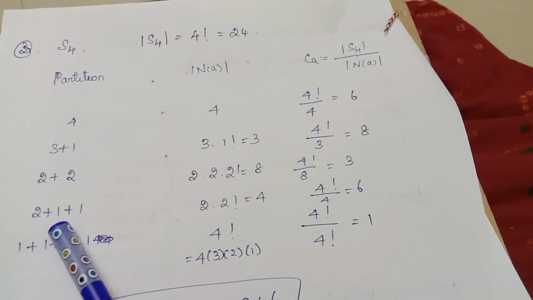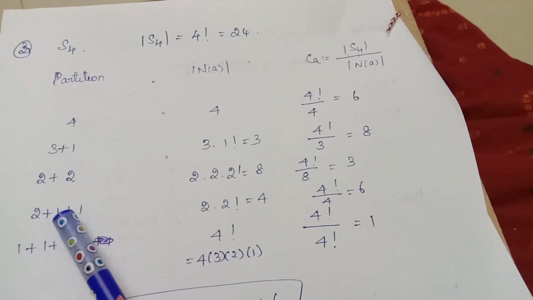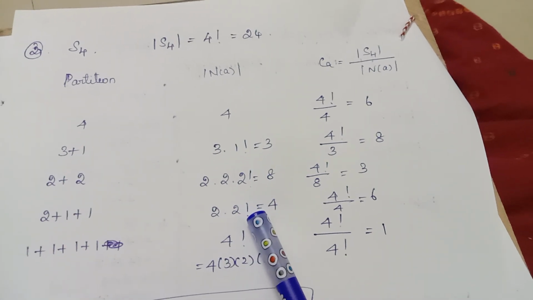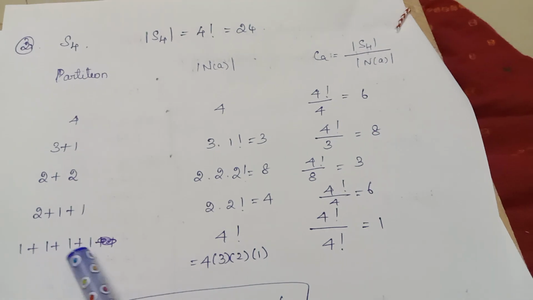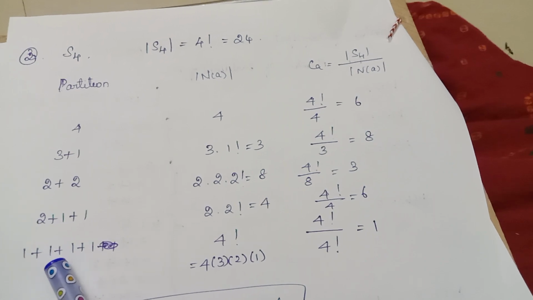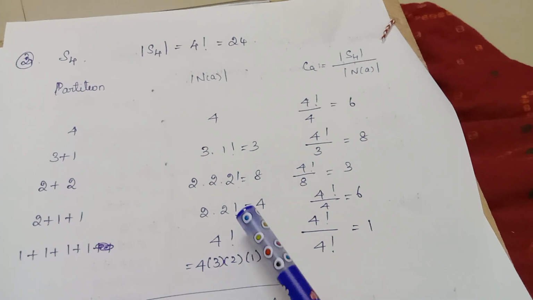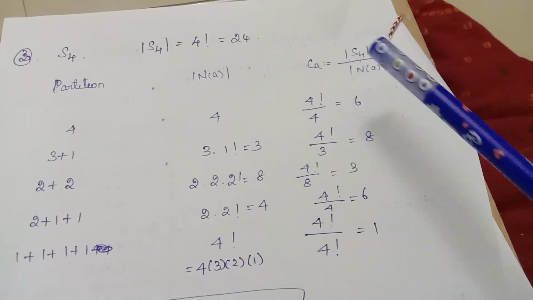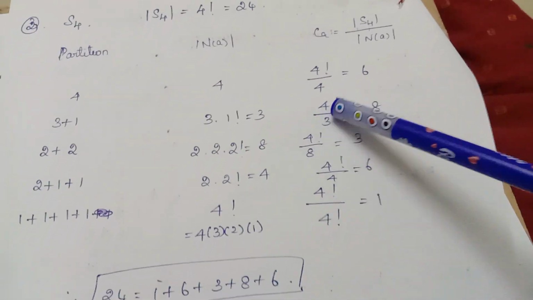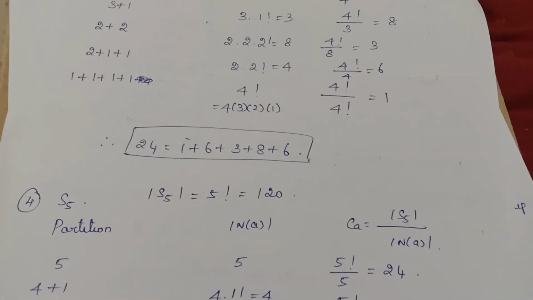Okay, and then 2 plus 1 plus 1. This 2 can be chosen in 2 different ways, and into this 1 plus 1, these two ones can be chosen in 2 factorial different ways. So 4. Next, 1 plus 1 plus 1 plus 1: 4 different ways, 3 different ways, 2 different ways, 1 different way. So 4 into 3 into 2 into 1 equals 4 factorial. So these are the orders of n of a. Next, CA will be the modulus of S4 by the modulus of n of a, no? So 4 factorial by 4, 4 factorial by 3, 4 factorial by 8, etc. So what is the class equation? 24 equals 6 plus 8 plus 3 plus 6 plus 1.